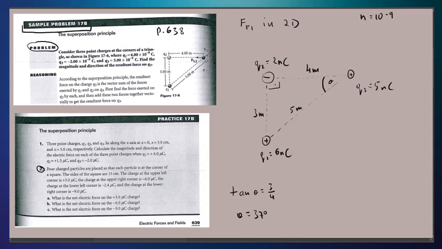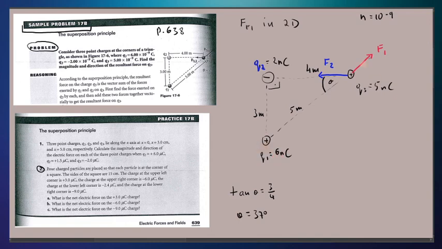So what I have here, maybe in blue, due to this charge, Q2, is a force acting on this charge that points in this direction, and we're going to call this F2 because it is due to Q2. Now, due to Q1, I have a force acting on this in this direction, and this is F1 because it is due to Q1.